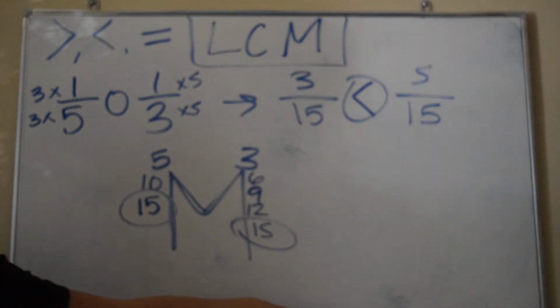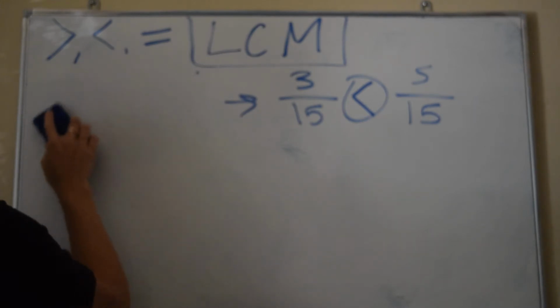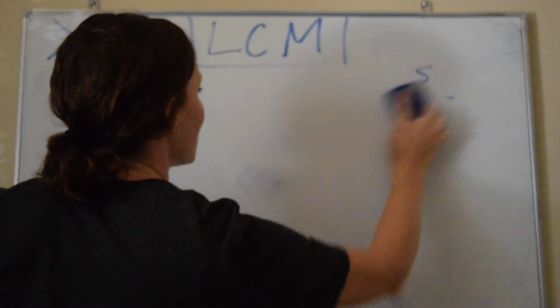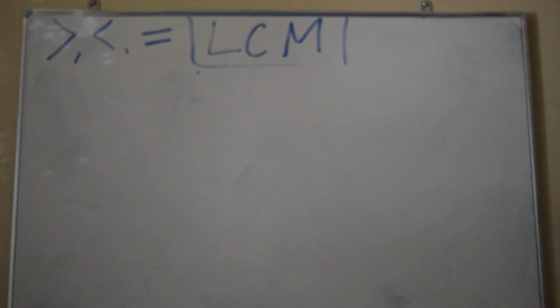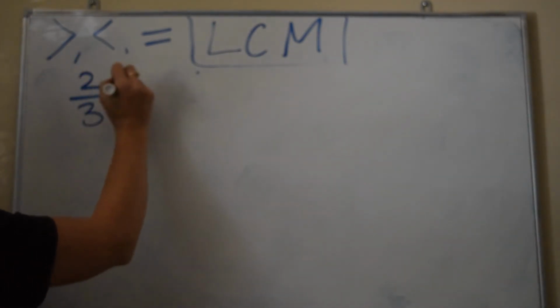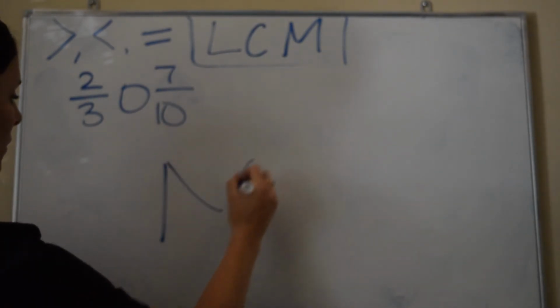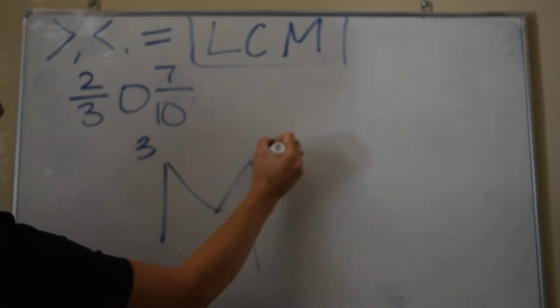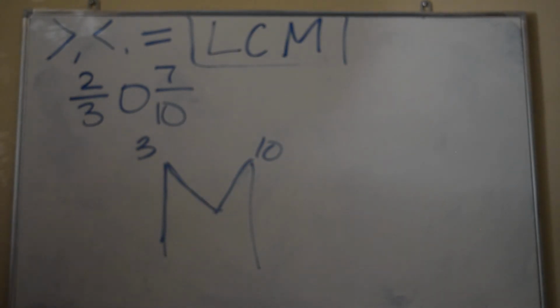Let's do one more, and then you guys should be good to go. And you guys can always watch this again. You can pause at any time to help yourself. All right, let's go ahead and compare 2/3 to 7/10. So draw your M. I have a 3 and a 10, and I want to know what they share, okay? The least common multiple. Well, let's see.